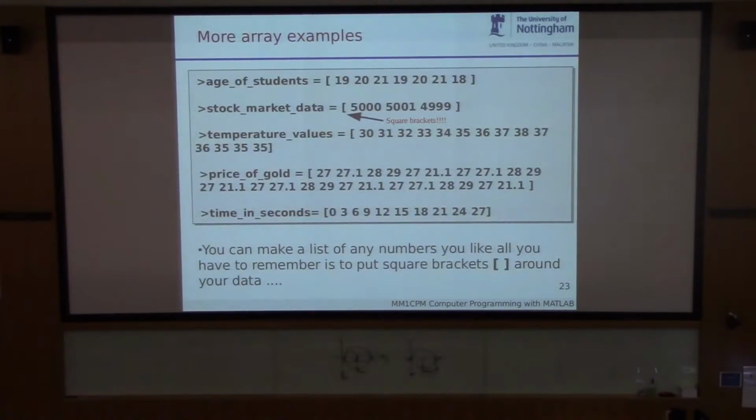Right. So we can now define lots of different arrays to store data. So we can have an array of students' ages: 19, 20, 21, 19, 20, 21, 18. Stock market data, so you can hold the values of stock market data: 5,000, 5,001. Temperature values, if you were taking temperature values over, say, a few days. Price of gold, time in seconds. We can store any list of numbers in this form, just by using, remember, these square brackets.